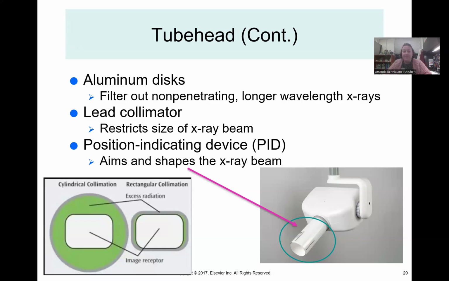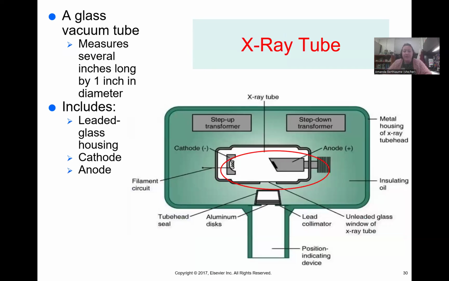There is a glass vacuum tube. It's about 1 inch in diameter. It's got leaded glass housing, a cathode, and an anode. So again, this is really important. You can see the anode here. This is where the electricity, the positive ions come out and shoots over to the cathode. There is a tungsten target and a filament in there. It bounces off that and through the lead collimator and out of the PID, and that's what creates the radiation and controls the radiation to where we want it. So very important, cathode and an anode.